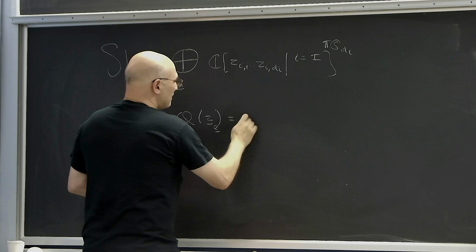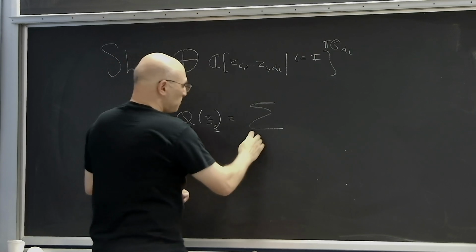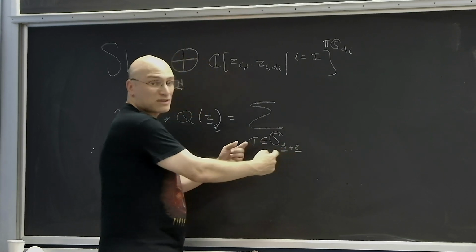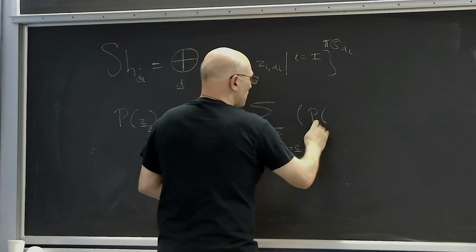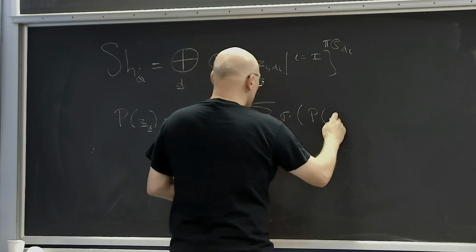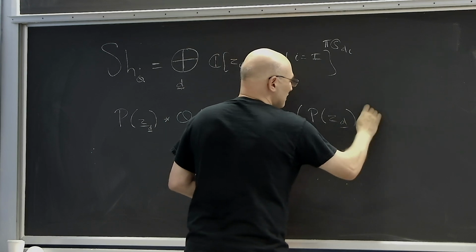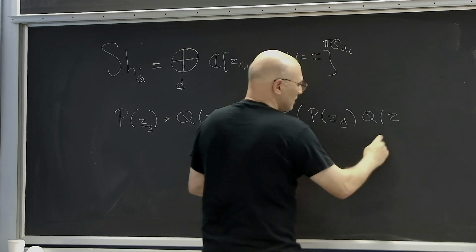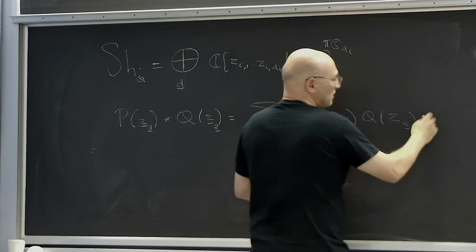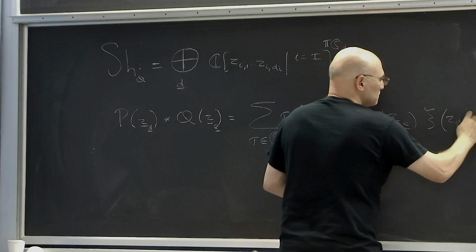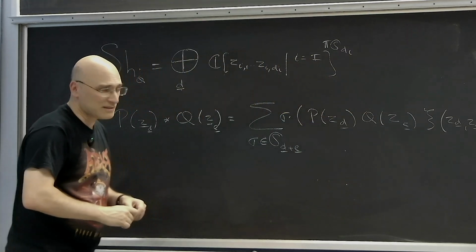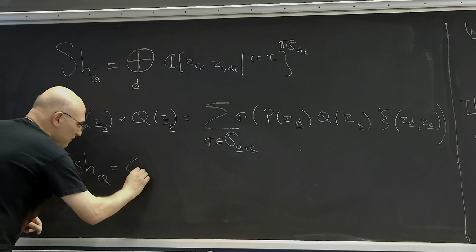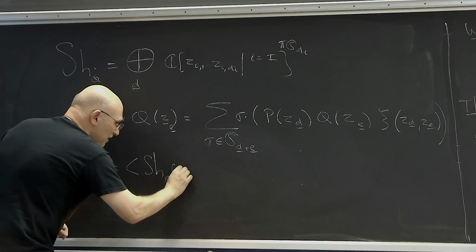z_E. Then this is going to be a big sum over all permutations, again in D plus E, the product of symmetric groups. And then I have sigma applied to P of z_D times Q of z. Let me be a bit imprecise. And here we have a big kernel. So this is the definition of the product. And then the small shuffle algebra is whatever is generated by the big shuffle algebra in degree alpha_i.